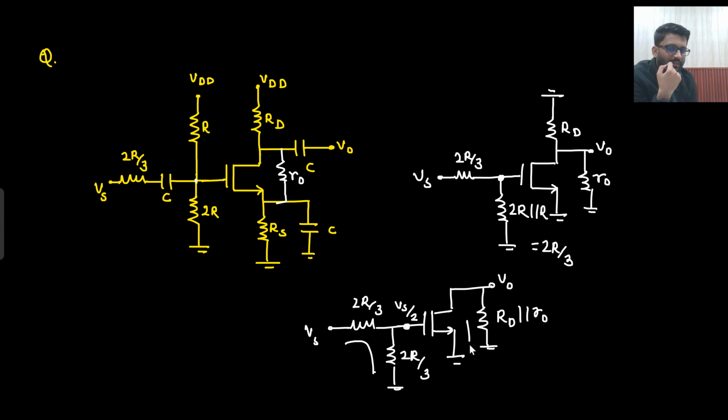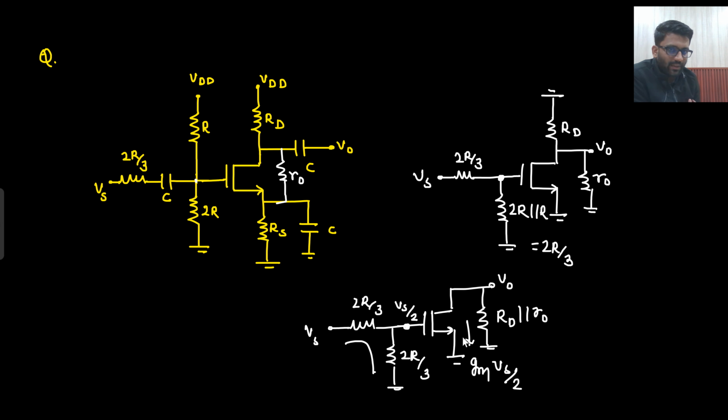So what will be the current in this MOS? The current in this MOS will be Gm Vs by 2. Or you can say, sir, this is simply a common source amplifier and I remember the gain Gm into Rd. Basically, whatever resistance V0 sees, Rd parallel with R0, multiplied. But forget about this particular expression. Even if you have forgotten it, you will still be able to solve.